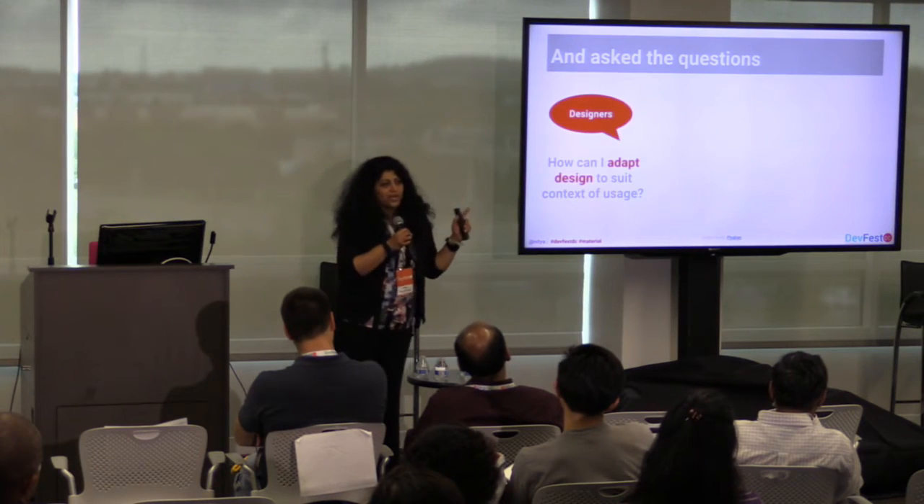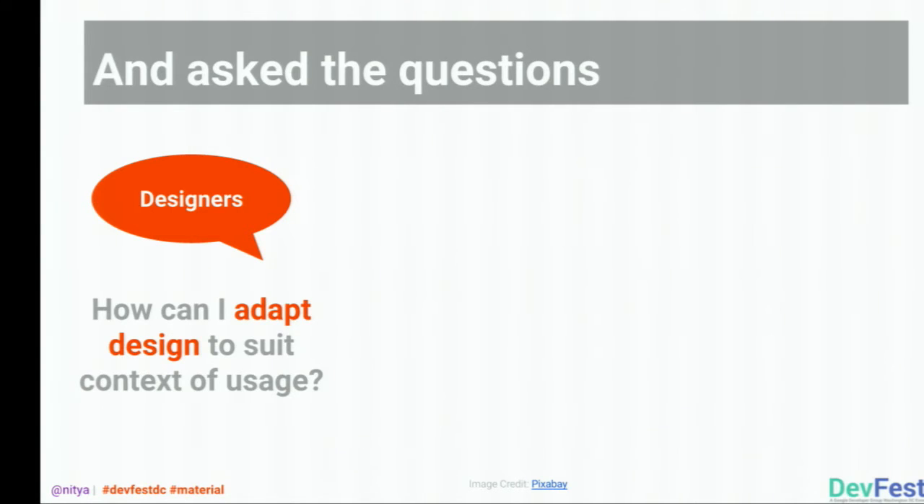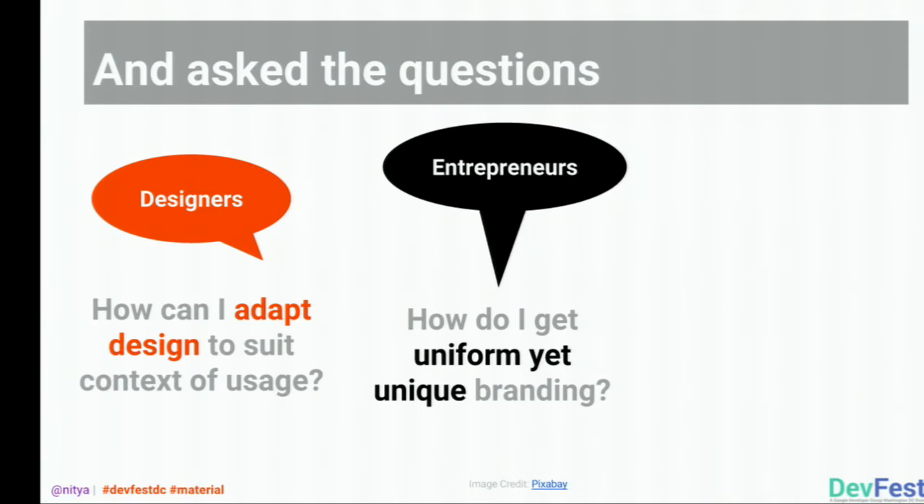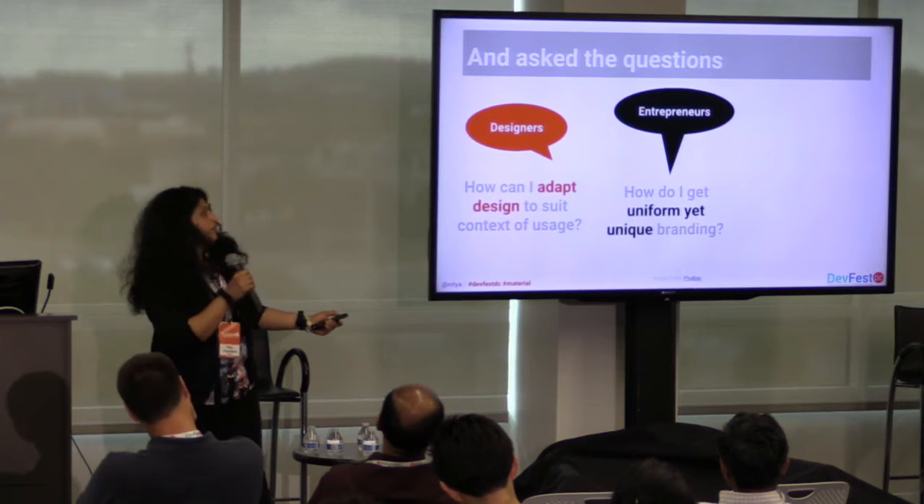So what happens is we ask these questions. The designer says, hey, how can I adapt my design to suit the context of usage as the user goes across different devices? The entrepreneur part of you, that hat that you wear, is going to say, how do I preserve my branding? If I'm going to build an app and put it across all these platforms, I want the user to be able to recognize that it's my app on every one of those platforms. So I want this uniform branding, but at the same time, I want it to be unique enough that my competitors lose out, right? So that's the concern of an entrepreneur.